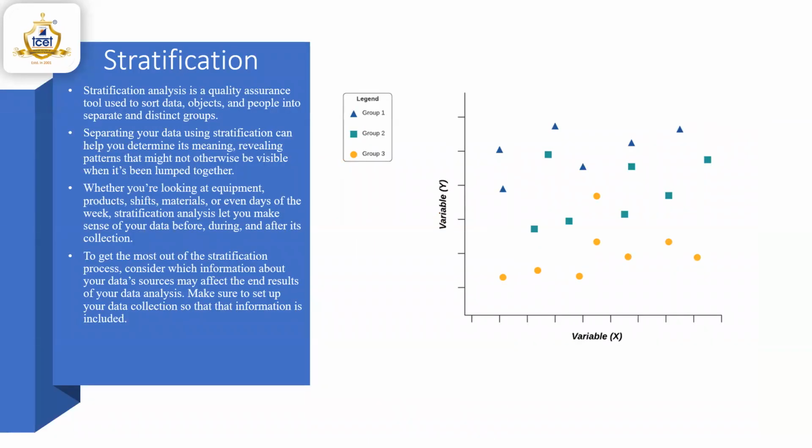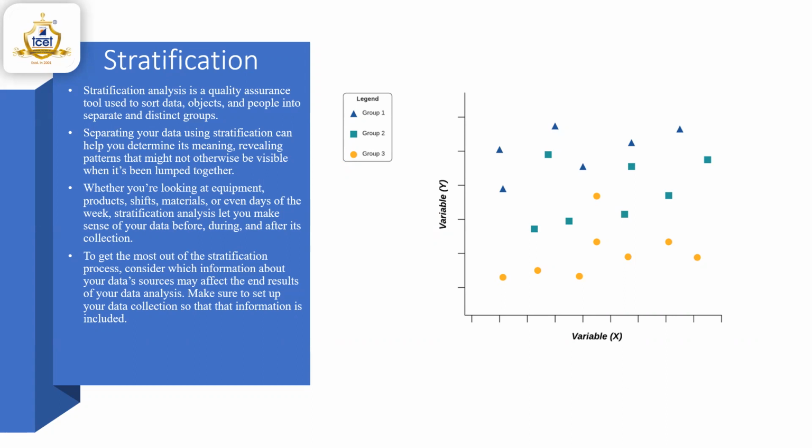The first tool is stratification. Stratification analysis is a quality assurance tool used to sort data, objects, and people into separate and distinct groups. Separating your data using stratification can help you determine its meaning, revealing patterns that might not otherwise be visible when it's lumped together. Whether you're looking at equipment, products, shifts, materials, or even the days of the week, stratification analysis lets you make sense of your data before, during, and after its collection.